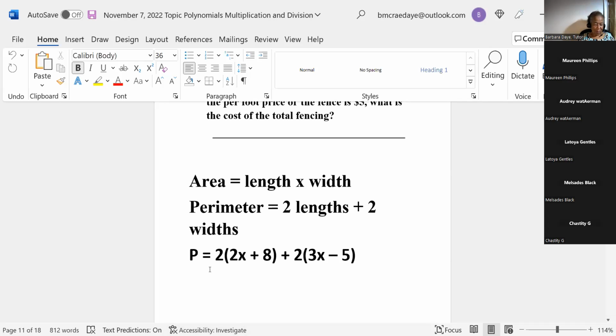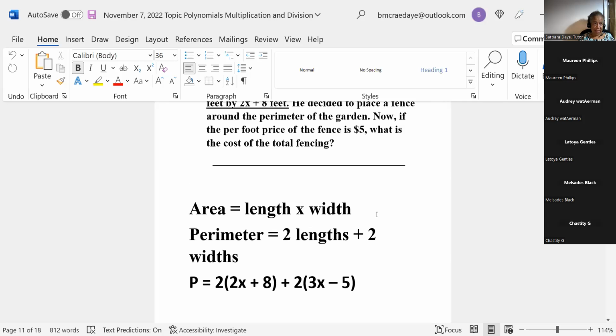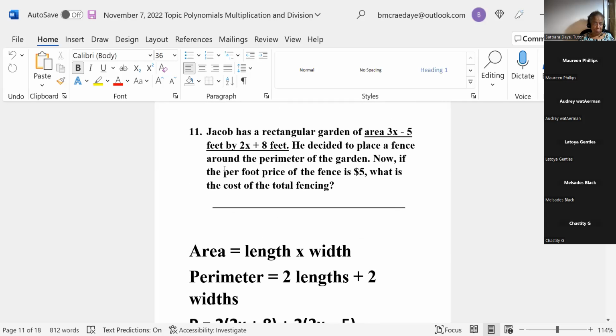And then do what, Miss? Multiply all of this out, add up your like terms, because that's your total perimeter. And then the result that you get from your addition, which is a sum, multiply that by 5, because the per foot price is $5.